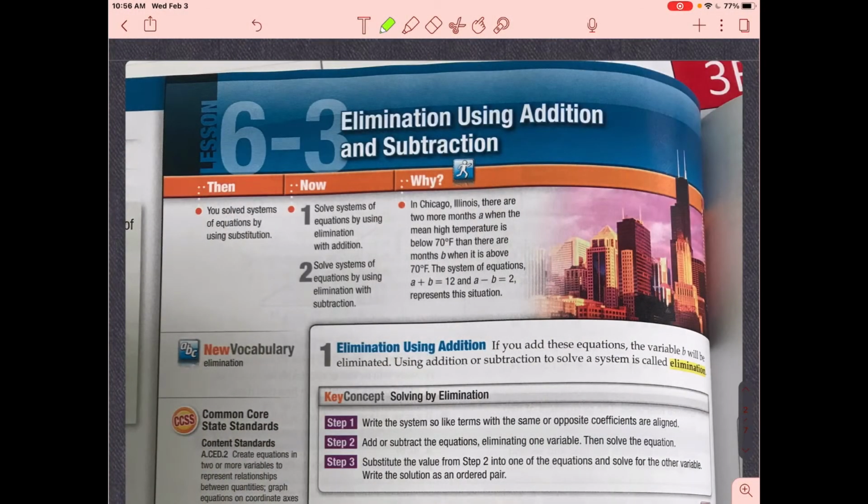Hi guys, this is lesson 6.3. It's called Elimination using addition and subtraction. So we're going to be solving systems of equations by using a technique called elimination, and we're going to be doing that with some addition and some subtraction, and I'll show you what that means.